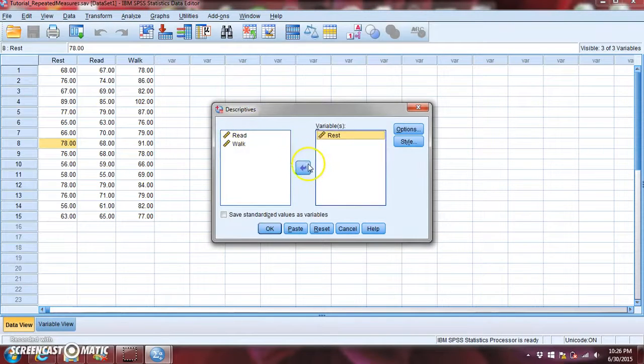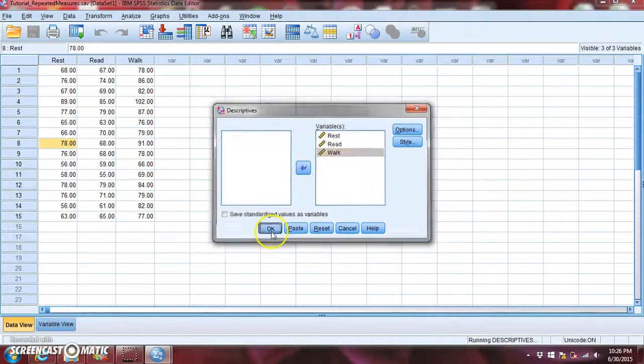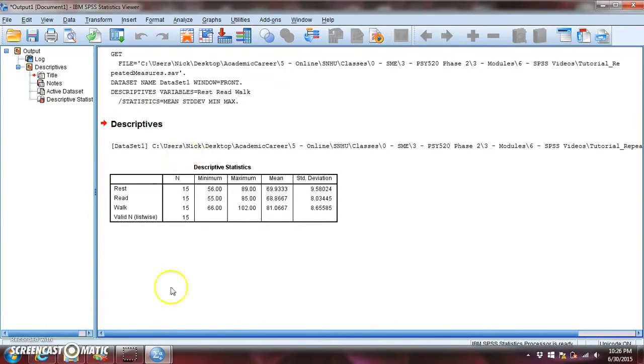We can put our 3 variables over into the Variables box. We can click OK. And we're going to get this very simple table that tells us each of our 3 variables, the minimum, the maximum, the mean, and the standard deviation. So we can see right here that we have 15 people in each group. Not surprising because there's only 1 group, so it's really not even 3 groups. It's 1 group that measures on the 3 variables. We have the minimum and maximum for each. We have the mean for each, and we have the standard deviation.